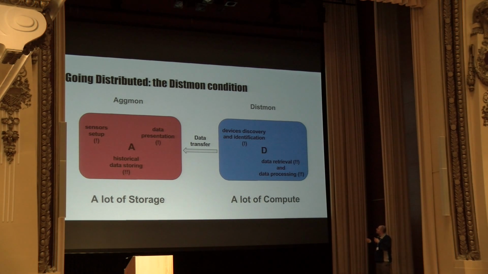So the distmon device became a system that only extracted and processed data and then transferred it back to Agmon for presentation and storing. In that way, I removed, as far as load sharing goes, the Agmon system still requires a lot of storage to store the data, but the processing power is not that important. This is important for the distmon system.